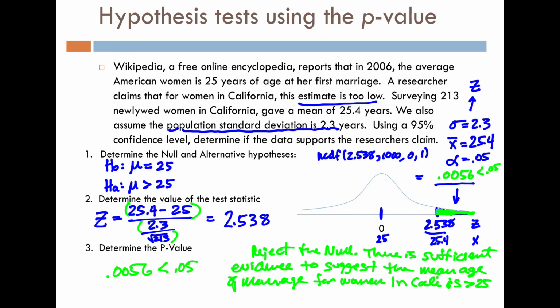Reject the null. There is sufficient evidence to suggest that the mean age of marriage for women in California is greater than, or more than, 25.